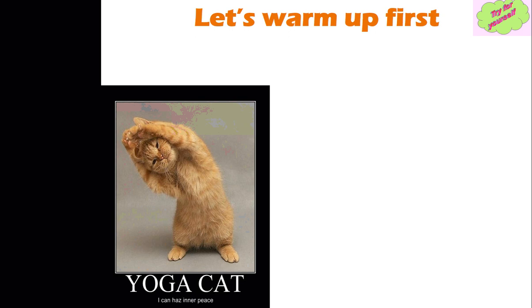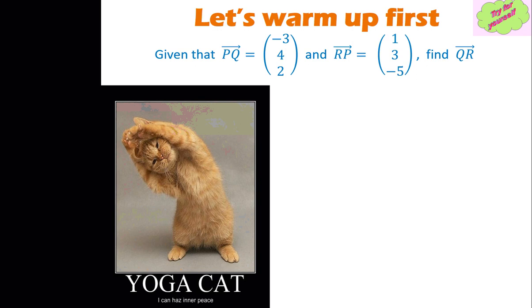Let's warm up again. Given that vector PQ, meaning the vector that joins point P to Q, is in 3 dimensions, so it's minus 3, 4, 2, x coordinate, y coordinate, z, and so that's minus 3i plus 4j plus 2k. And vector RP is 1, 3, 5, so i plus 3j minus 5k, find QR. How on earth would you do that?